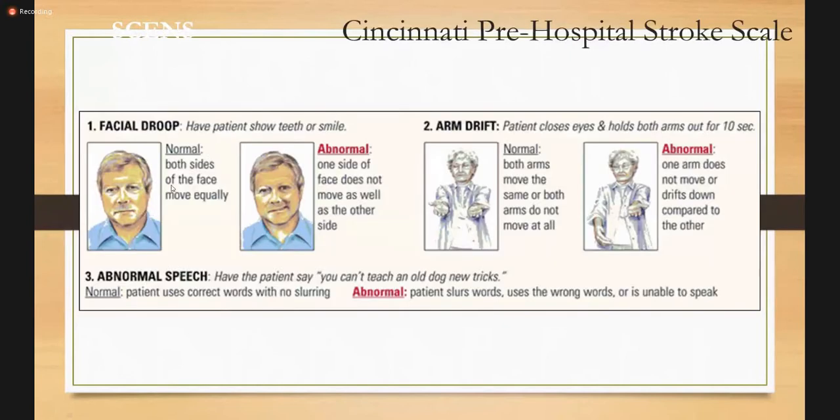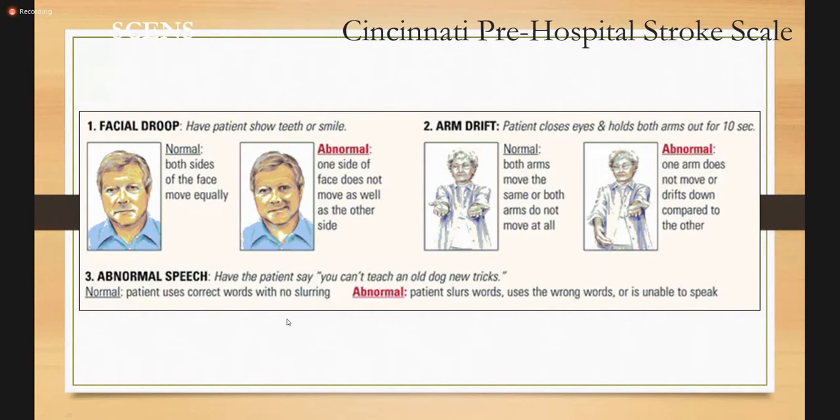In the face, you have to look at whether both sides of the face move equally, or there is an abnormality, where one side of the face does not move as well as the other. You have to check the arm. Normally, both arms move the same, or both arms do not move at all. If the patient has abnormal grip, I ask the patient to close the eyes and hold both arms out for 10 seconds. After 10 seconds, the abnormal arm will drift down compared to the other. So this is the abnormal arm, and this is the normal arm.